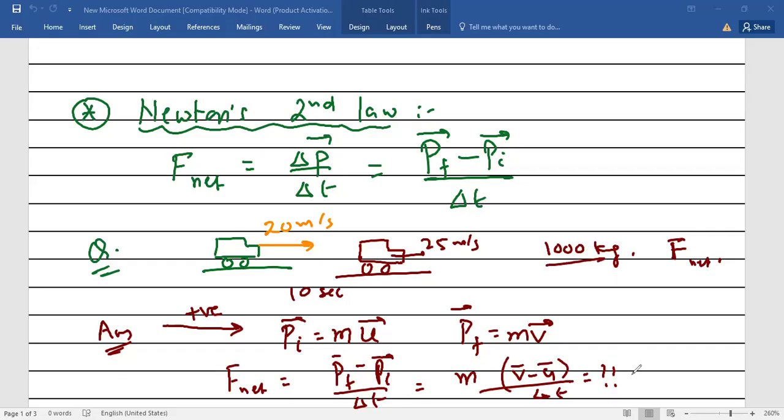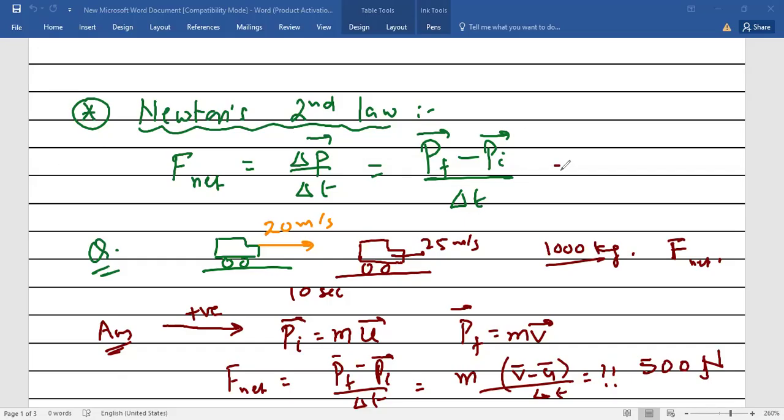How much is that? 500 kg meter per second. No, 500 kg meter per second square, which is known as Newton. Yes, that's right, Newton. Okay.